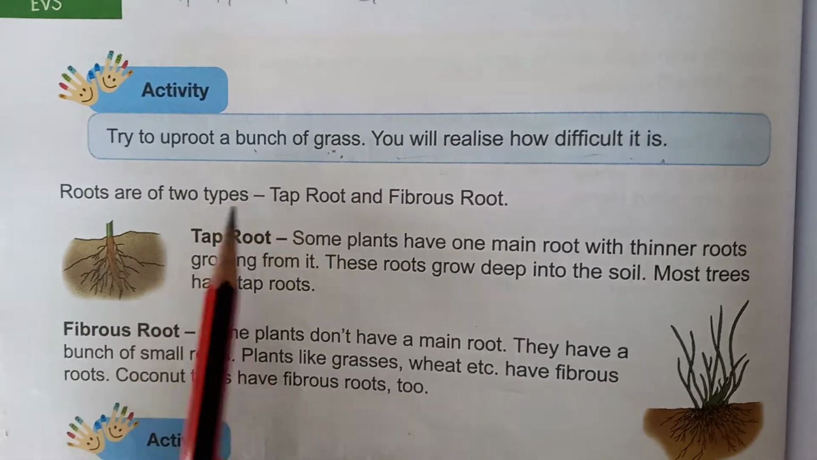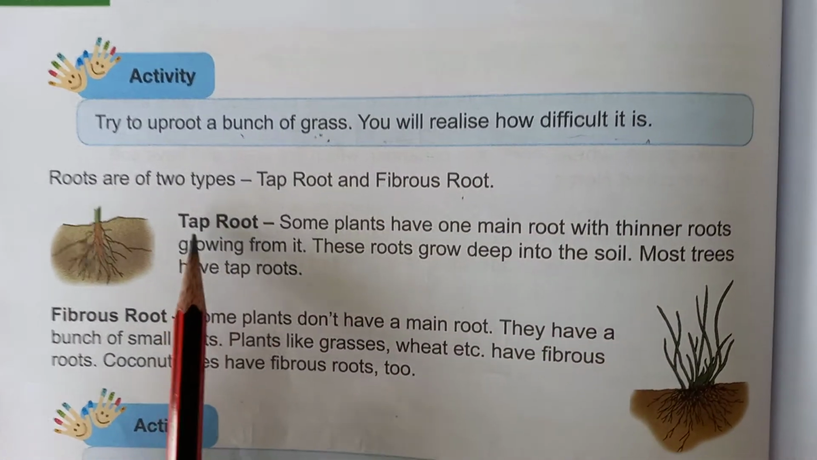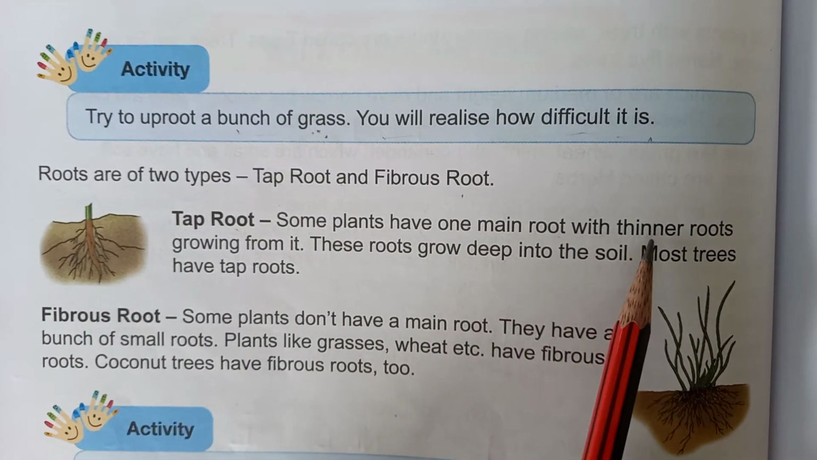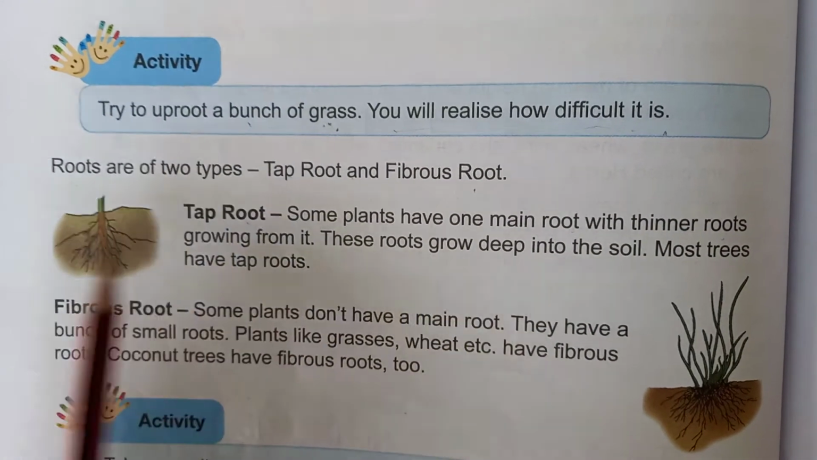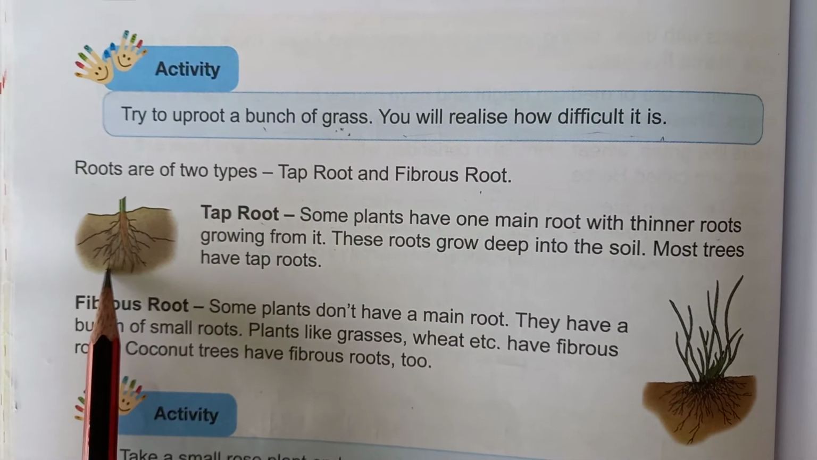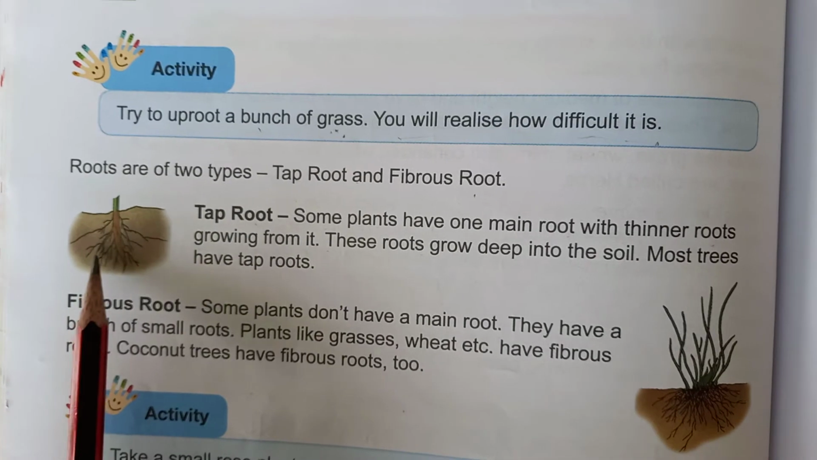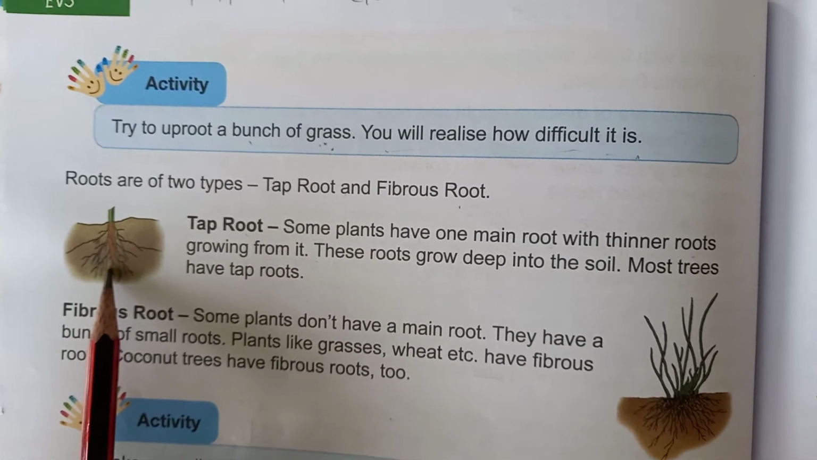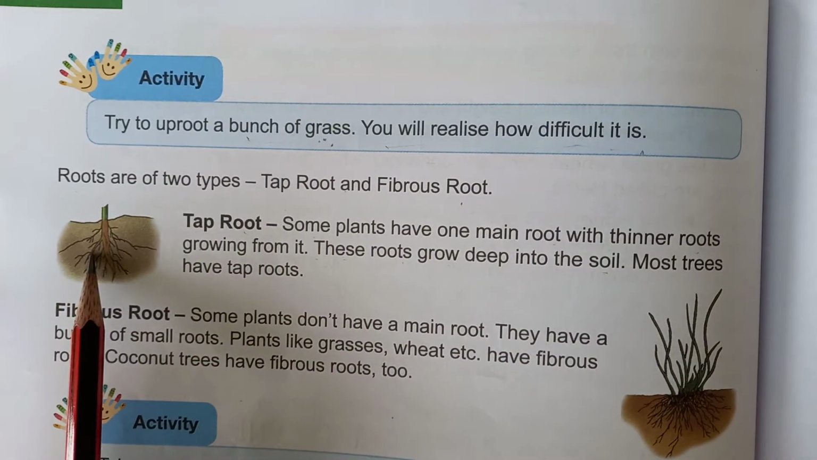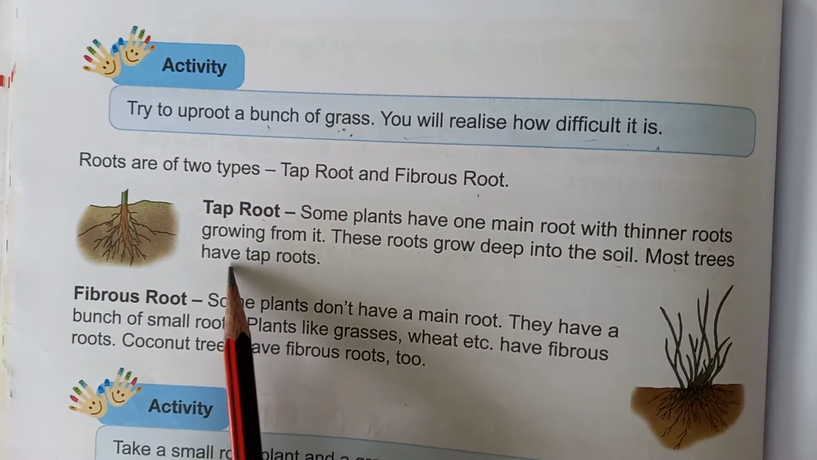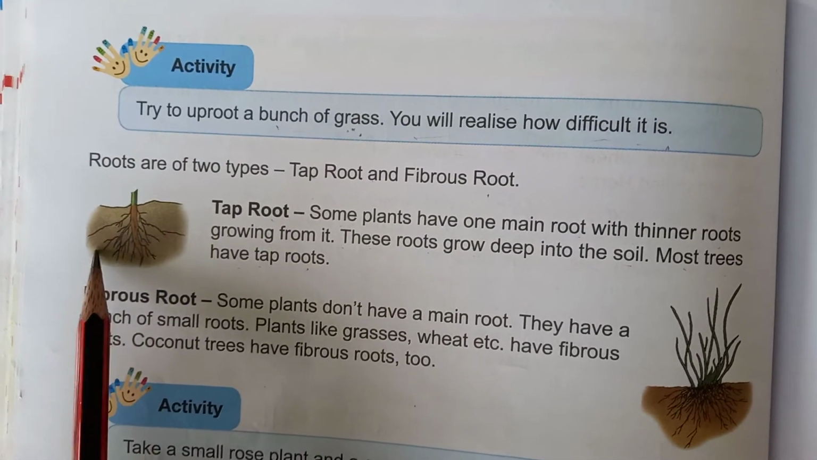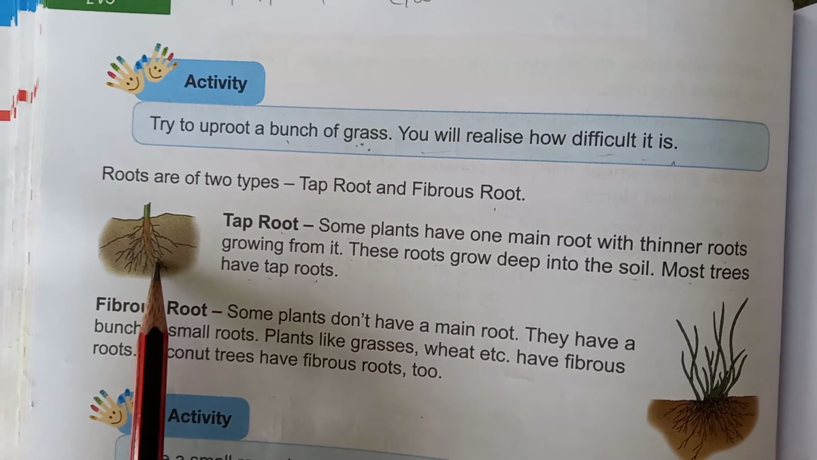Roots are of two types: taproot and fibrous root. Taproot: some plants have one main root with thinner roots growing from it. So this is one root and small roots are there. If you just remove one plant of a periwinkle, you will see it has one root. That plant we call taproot. These roots grow deep into the soil. Most trees have taproot, because with one stem, the leaves and branches are not that much deep into the ground.